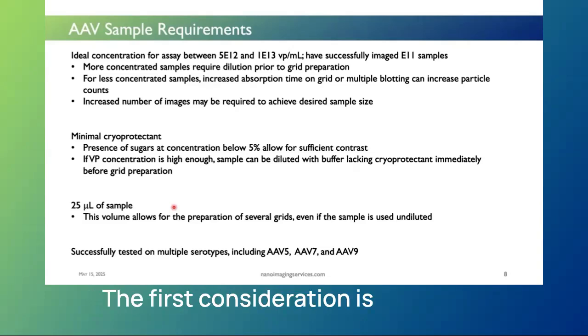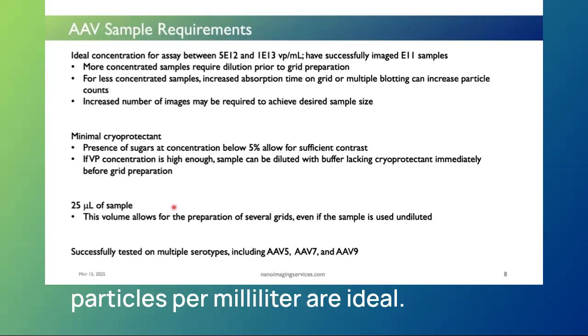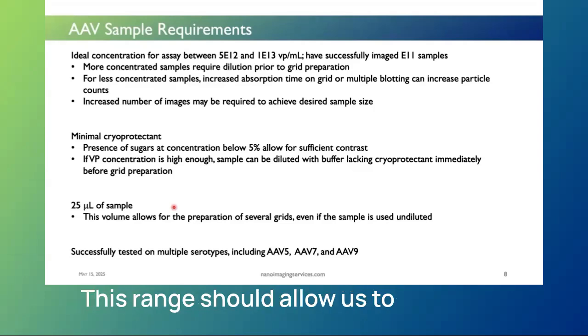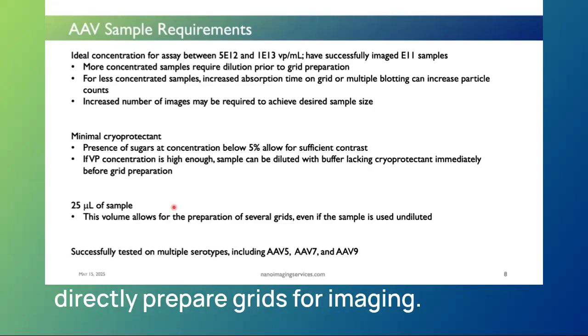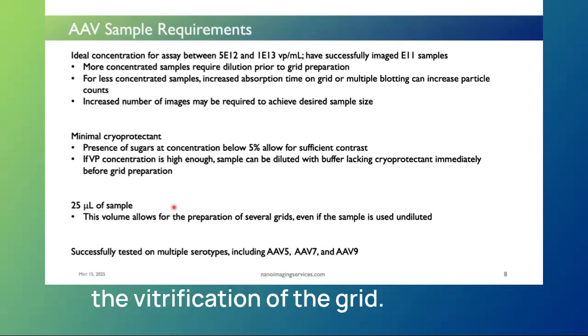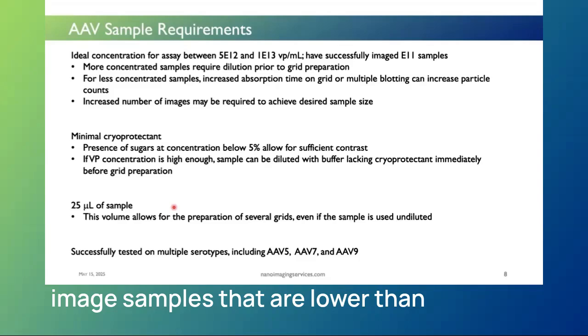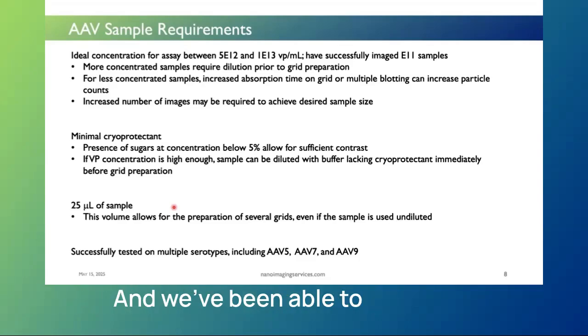The first consideration is the titer of the sample. We found that concentrations between 5E12 to 1E13 viral particles per milliliter are ideal. This range should allow us to directly prepare grids for imaging. If the sample has a higher concentration, it's usually straightforward to simply dilute the sample with a dilution buffer immediately before the vitrification of the grid. It's also possible, however, to image samples that are lower than the ideal concentration range, and we've been able to successfully analyze samples as low as E11 viral particles per milliliter.